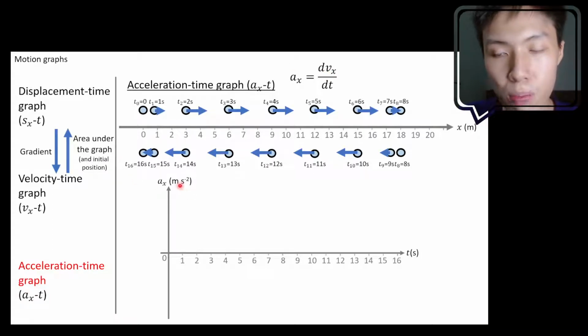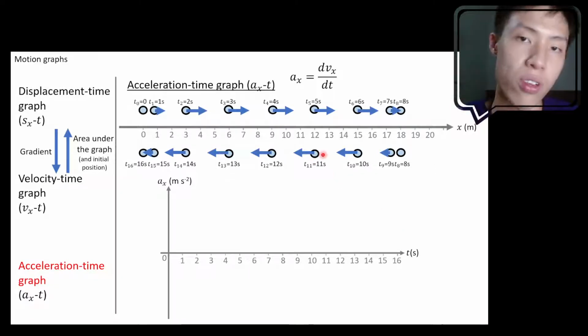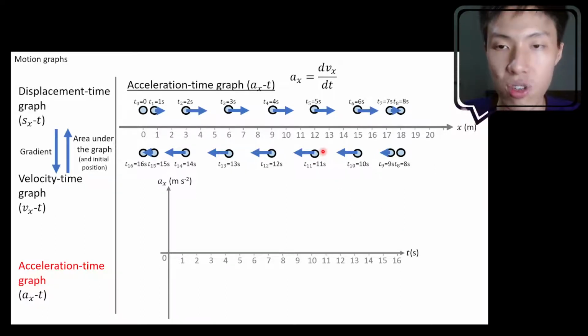That's our key in this video. If you are going to plot an x component of acceleration ax against t graph, we'll need to be very clear about the change of velocity that happens in the x component. Let's try to see what this means.